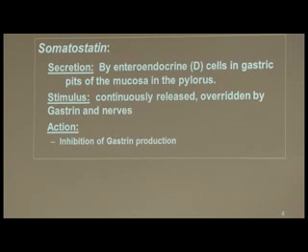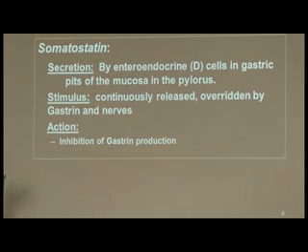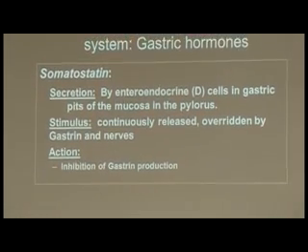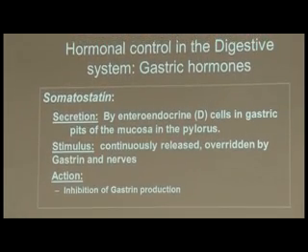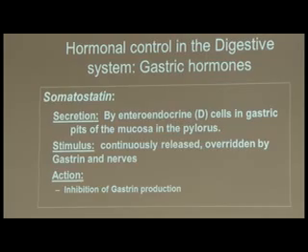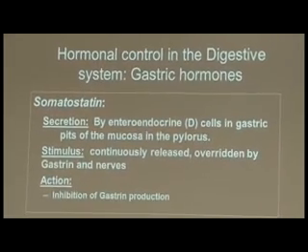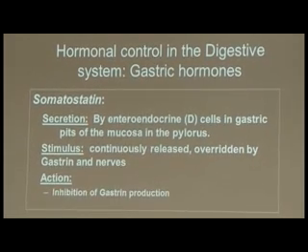So the next hormone we're going to look at is a hormone called somatostatin. It's secreted by endocrine cells called D cells in the gastric pits of the mucosa of the pylorus of the stomach, so the tapering part of the stomach itself. When we did the stomach initially, we didn't talk much about somatostatin. What we're going to see is that it's a hormone that interacts with the last hormone that we just talked about, which is gastrin.